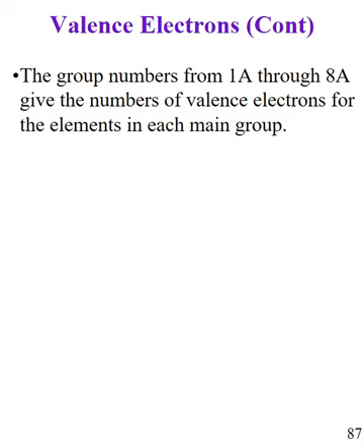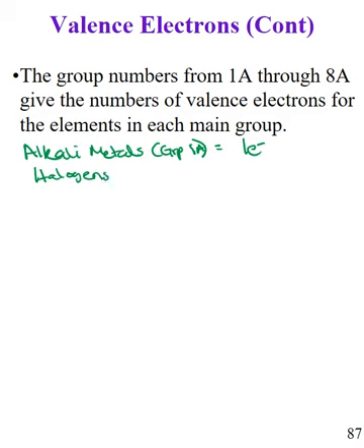The easy way to figure out the number of valence electrons is that the group numbers from 1A through 8A give the number of valence electrons for the elements in each main group. So for example, alkali metals are in group 1A, so therefore there's 1 electron. For halogens, these are going to be in group 7A, so you can cheat and just say, oh, there's 7 electrons.